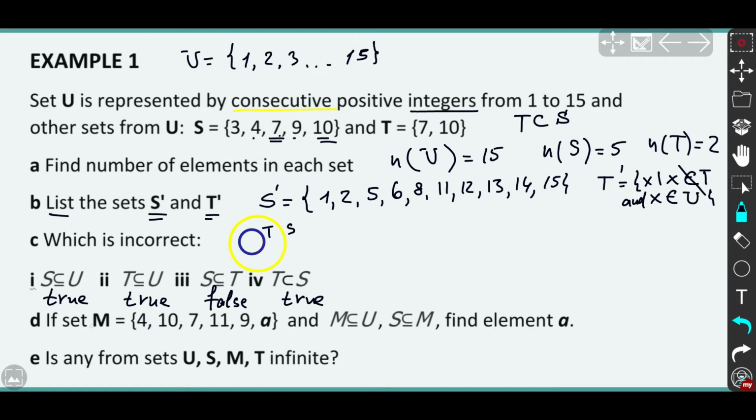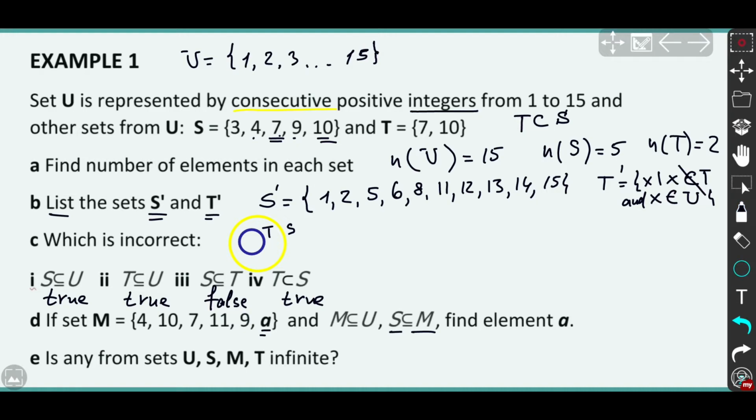And we go next. So if set M is represented by elements 4, 10, 7, 11, 9, and A, some unknown element, and you also know that both M are from the universe, and you also know that S is a subset of M, okay? That's key here. So set S, that contains elements 3, 4, 7, 9, 10, is a subset of M. You need to find element A.